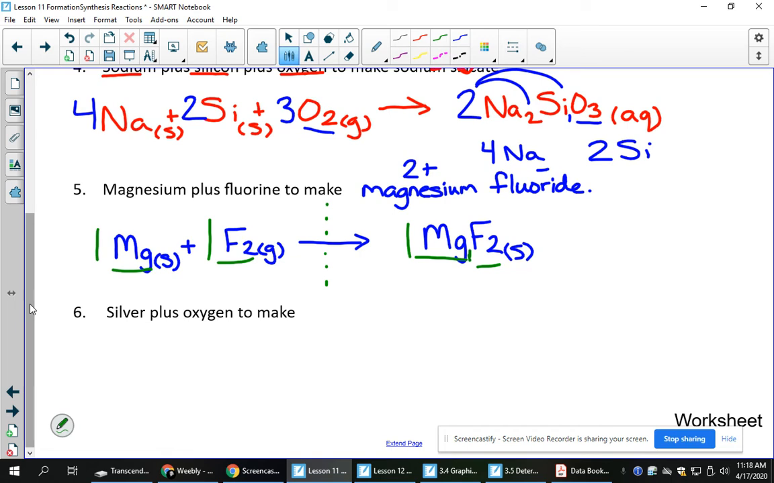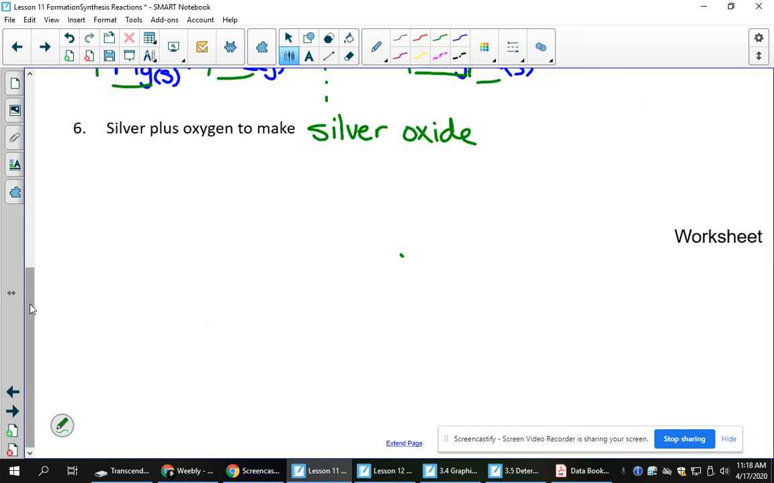Silver plus oxygen is going to make silver oxide. Writing the metal first, the non-metal second, and changing the ending to IDE. Silver is not in the polyatomic element box, so I'm just going to write silver as Ag, solid. Oxygen we've worked with many times today.